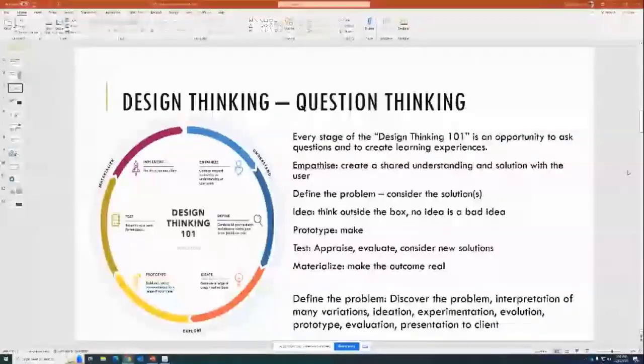It's understanding the customers, understanding the clients, understanding the issue that we want to address. So we need to empathize with the problem and the need for a solution. Then we define the problem. So when we define the problem, it's not just a problem. It may be a variety of problems, all right?